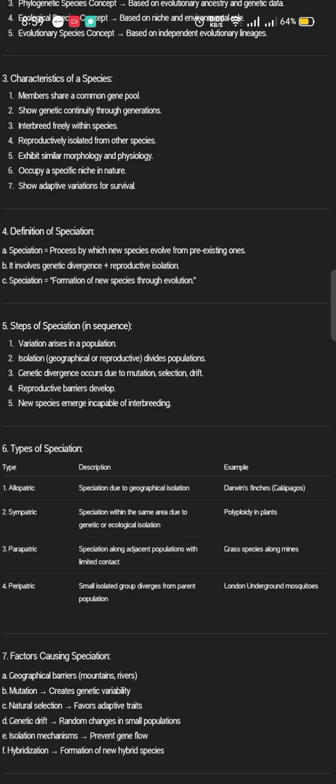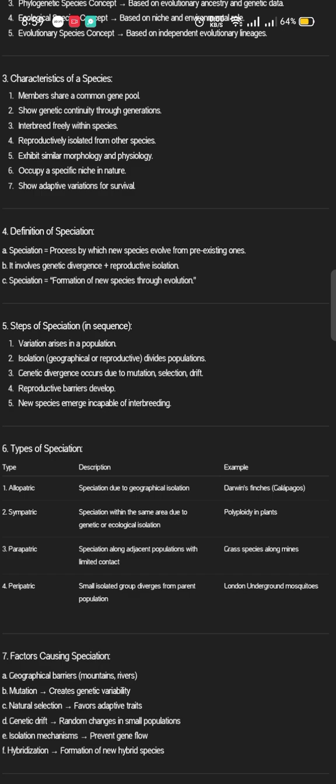Types of speciation: allopatric speciation is due to geographical isolation, for example Darwin's finches. Sympatric speciation occurs within the same area, without geographical isolation, due to genetic or ecological isolation. So allo is geographical isolation, and sympatric is genetic or ecological isolation.